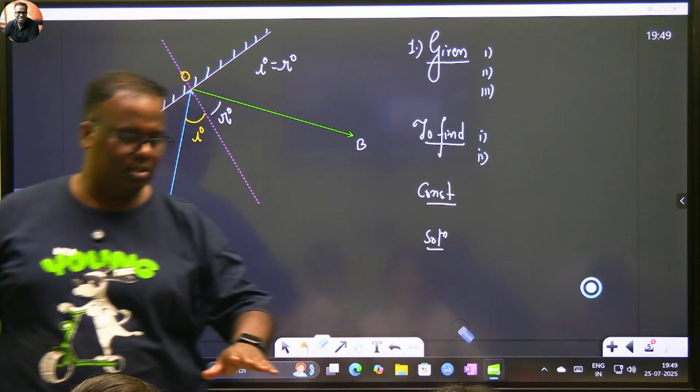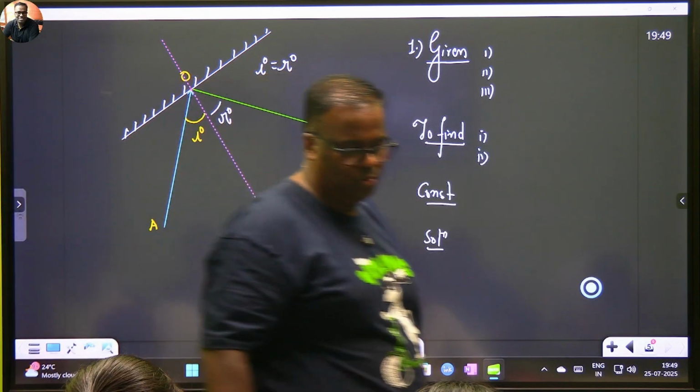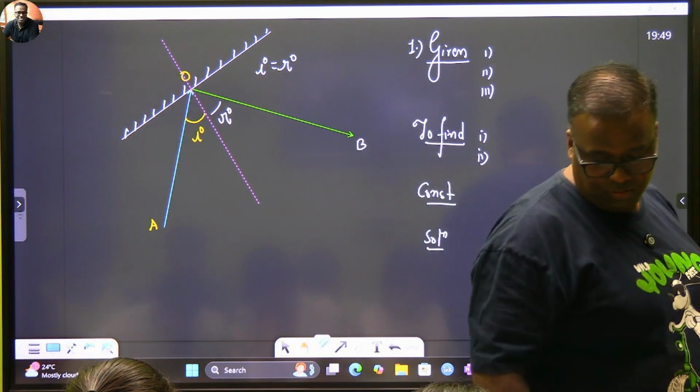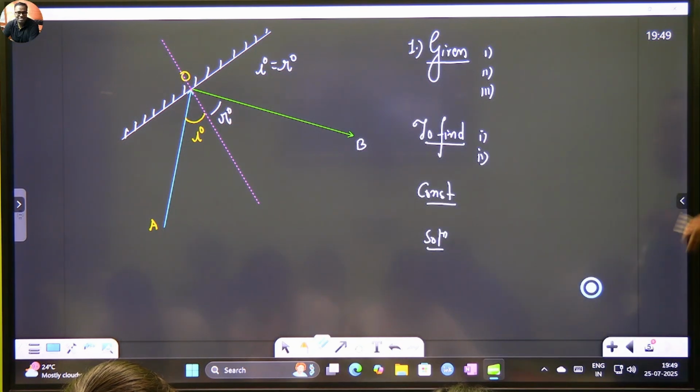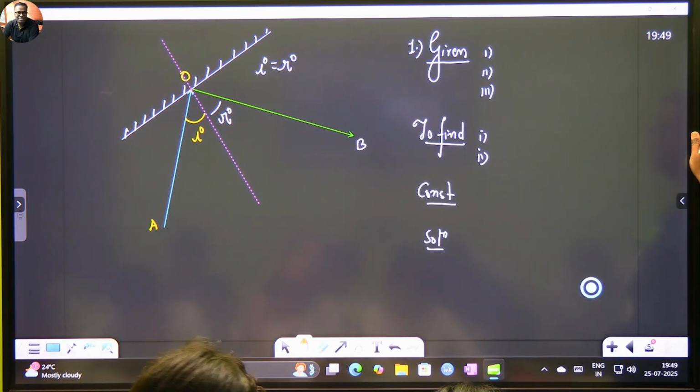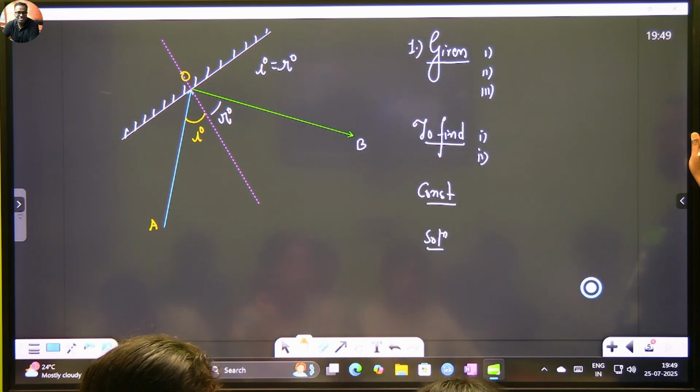Now you try, I'm sitting with you, I'll help you, don't worry. Given, read the question and try to write every point that is given in the question. Do not miss it out. Can anyone who has written his or her given data narrate to me? What are the given data? Anyone who has completed writing the given data?